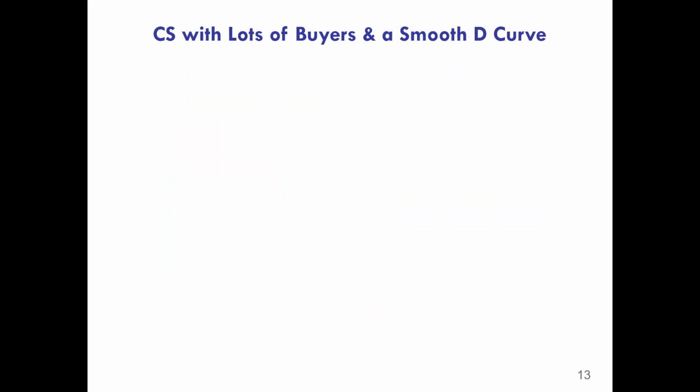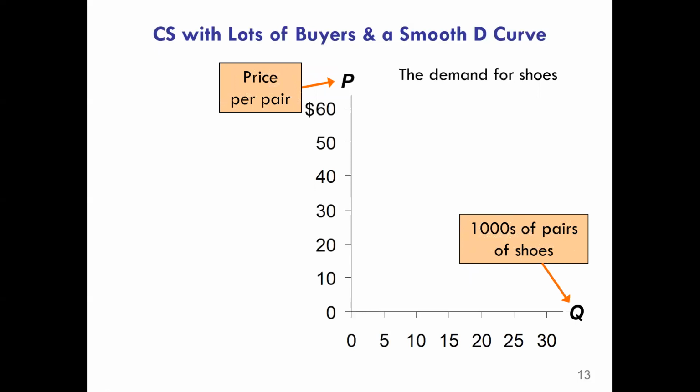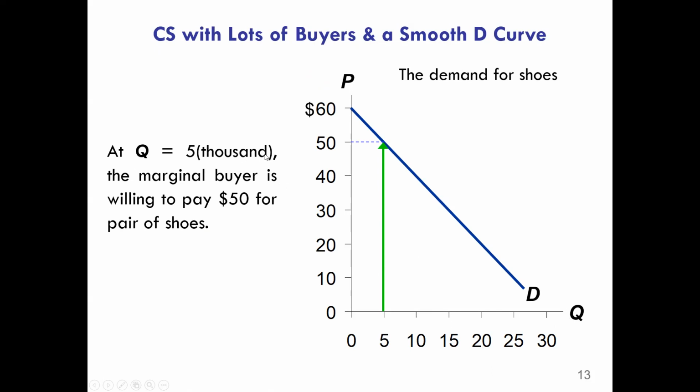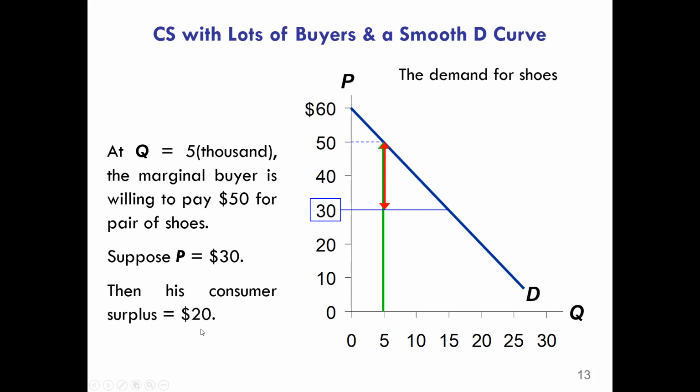So let's look at the consumer surplus with lots of buyers and a smooth demand curve. There's a Cartesian plane with the y-axis being the price per pair of shoes, and the x-axis being the quantity in thousands of pairs of shoes. This is our demand curve as shown in the graph. At a quantity of 5,000 pairs of shoes, the marginal buyer is willing to pay $50 for a pair of shoes. Suppose the price is $30. Then his consumer surplus is $20, because his willingness to pay is 50 and the price is lower at 30. So the difference is the consumer surplus.